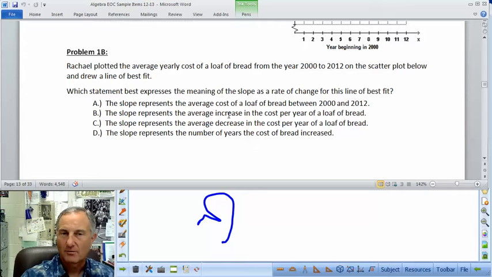The slope represents the average increase. Here's a change right here. And we know it's increasing because the price is going up as we go to the right, as the years go on. So the average increase of the cost per year for the loaf of bread, that's what the line of best fit is showing. Okay, it's not a decrease, and it's not the number of years that it's increased. It's B, represents the average increase in the cost per year. Okay, the rate of change.